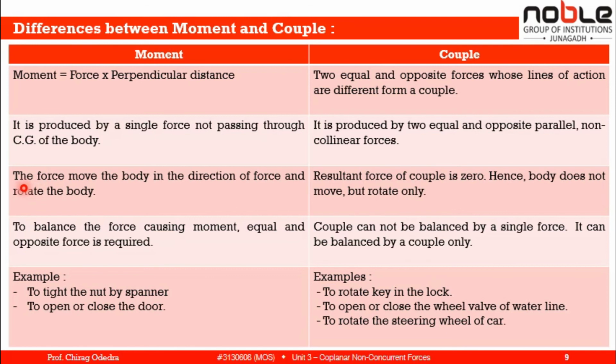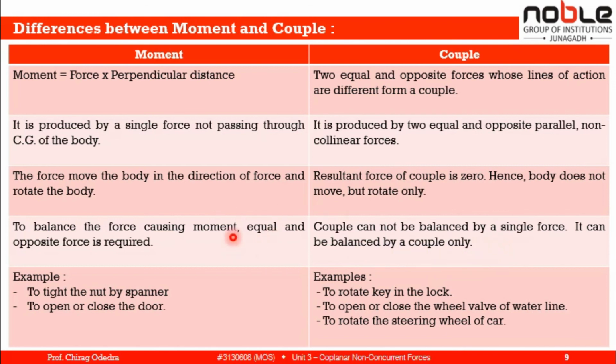Next difference is that a force moves the body in the direction of the force and rotates the body in the case of moment. In the case of a couple, the resultant force of the couple is zero. So the body does not move but rotates only. In case of moment, to balance the force causing the moment, an equal and opposite force is required to nullify the effect. While a couple cannot be balanced by a single force. It can be balanced only by a couple.